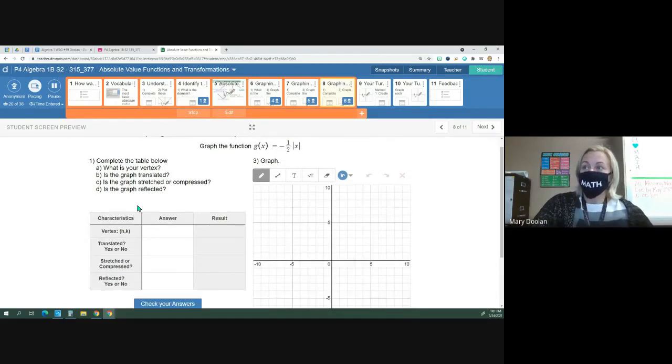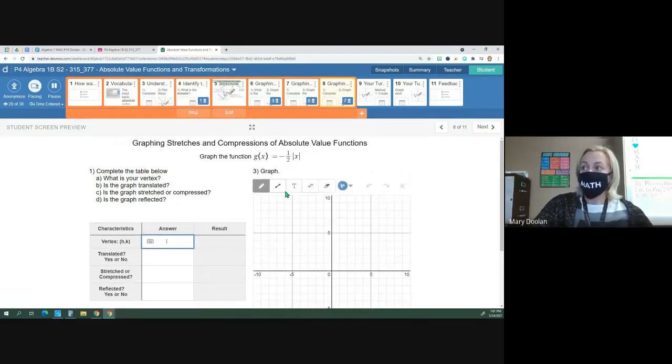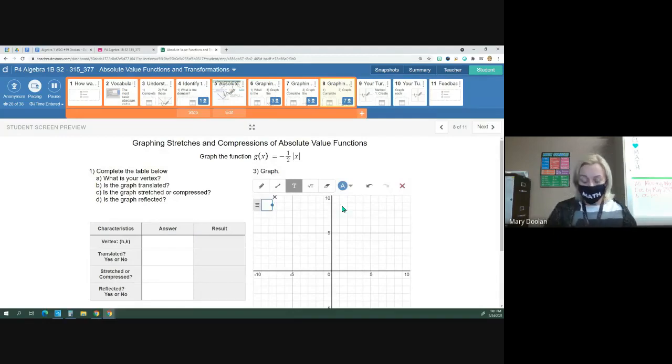So we're going to complete the table. What is your vertex? If I write this in that form with h and k, even though I don't have them, you can see they're both just 0. g of x equals -1/2 times the absolute value of x. Instead of x, I could put x minus 0, because you could subtract 0, and I can always add 0. I can use that to see that h is 0 and k is 0. So my vertex is 0, 0.